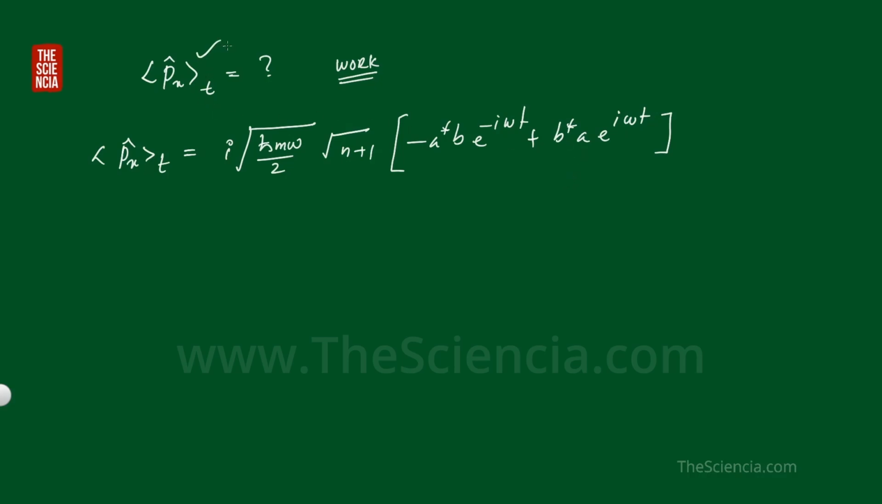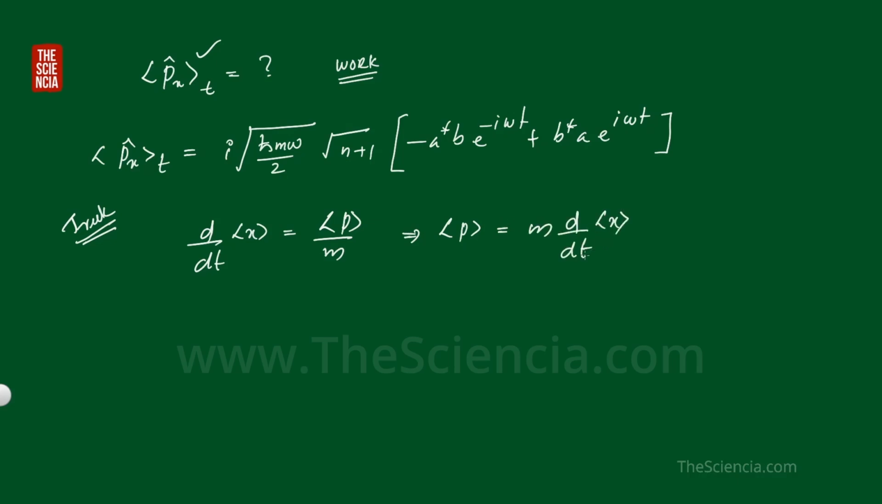So you please try to solve the expectation value of px at t in a similar fashion as we solved for the expectation value of x. Here I tell you a trick to find this expectation value of px if we know the expectation value of x. That is, d by dt of the expectation value of x is equal to the expectation value of p by m. This is from Ehrenfest theorem, right? So the expectation value of p can be written as m into d by dt of the expectation value of x.